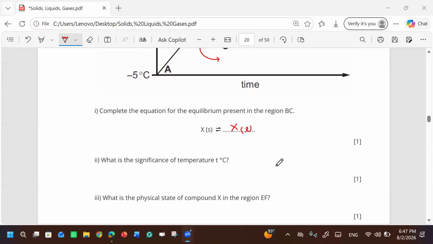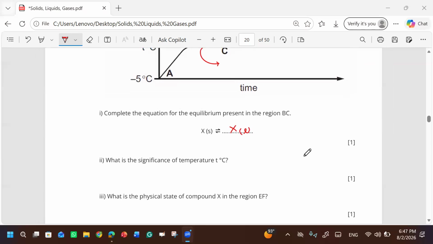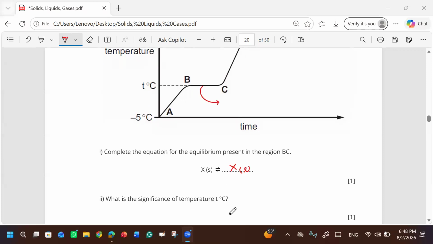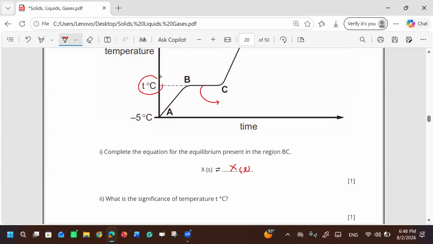Okay. So they have mentioned what is the significance of temperature T degree Celsius. What is the significance of this temperature T? No, no, no. Significance T degree Celsius. This point. They are asking about this point. What is the significance of the temperature? It will make the solid into a liquid. Yeah, it is the melting point, basically. Simple, that is the melting point. Okay.